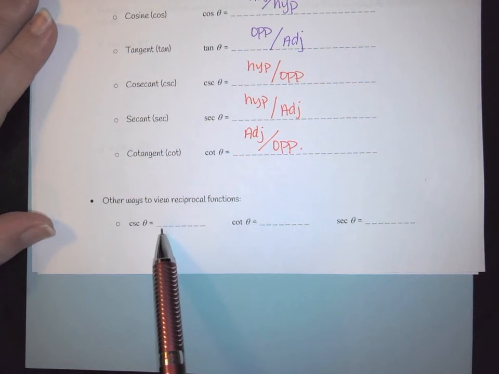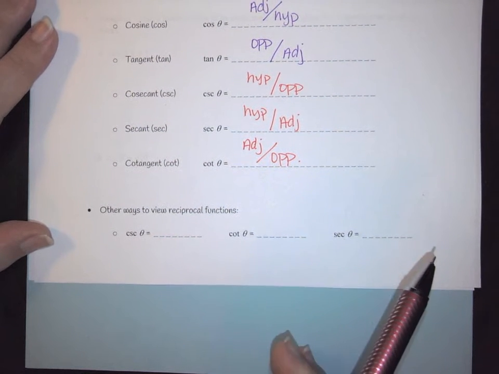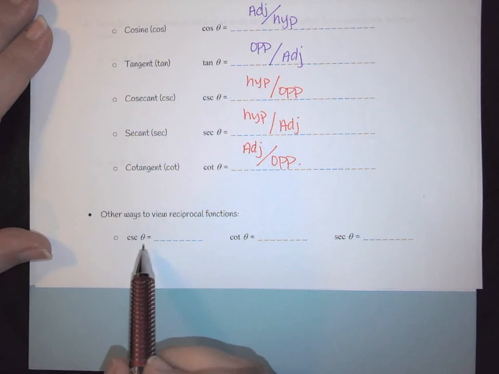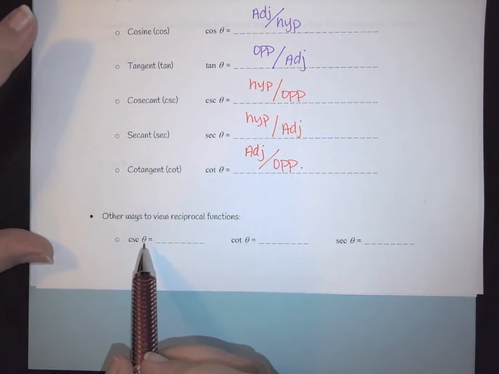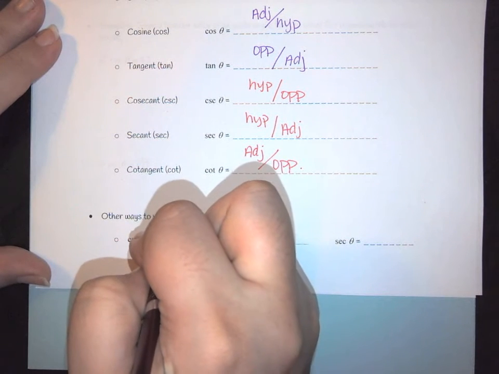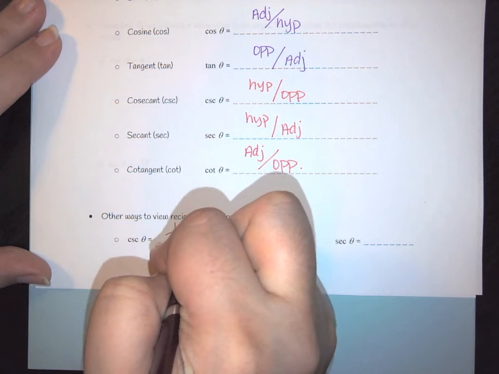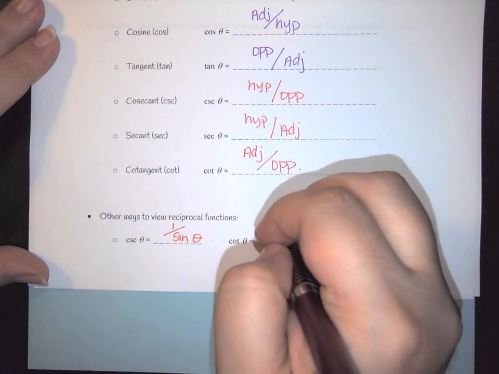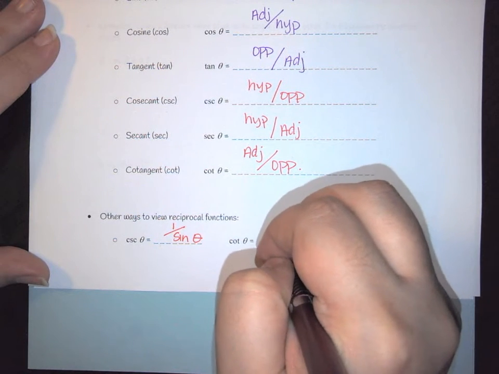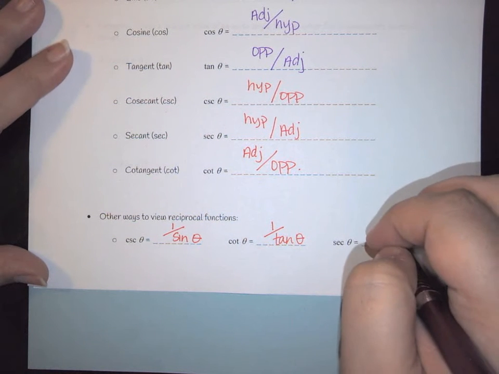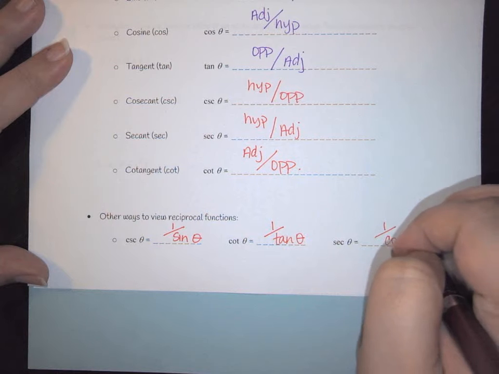Now that being said, we do have three other ways that we can look at what are considered to be the minor three trig functions, or the reciprocal functions. Those have to do with what it looks like in terms of the trig itself. Cosecant is the same as 1 over the sine of theta. Cotangent is the same as 1 over the tangent of theta. And secant is the same as 1 over the cosine of theta.